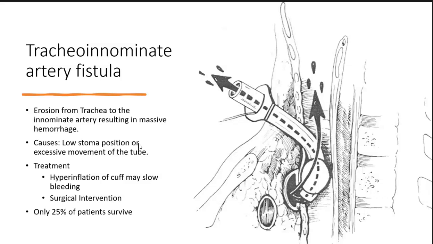So luckily I haven't seen it, but if you do end up having this happen to you or are around when this happens, it's very noticeable. There's a lot of blood. There's going to be a lot of blood coming from the trachea. And the only thing you can do while you're waiting for surgical intervention is try hyperinflating the cuff to put pressure on that bleeding site and hopefully dampen the blood flow a little bit. But that's the only thing you can do while you're waiting for surgery.